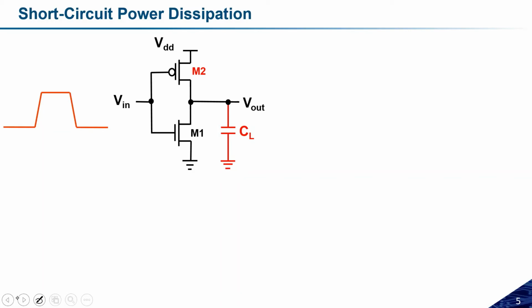But now, if I'm considering the short circuit power dissipation, in that case I'm assuming that the rise time and the fall time are finite, not 0. Okay, so there is some value for the rise time and the fall time. So this is the rise time and the fall time, which are finite, not 0.